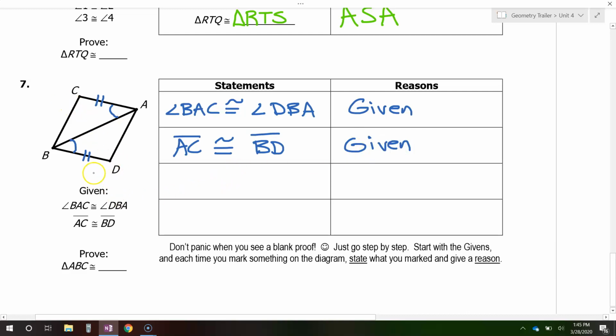Now we look for something else that we can mark just because of the way the picture looks. And again, we have a shared side, which will always be congruent for both triangles. Okay, so that's BA. So when you have a shared side, you just say that it is congruent to itself. So BA is congruent to BA. And when you say a side is congruent to itself, that is called the reflexive property.